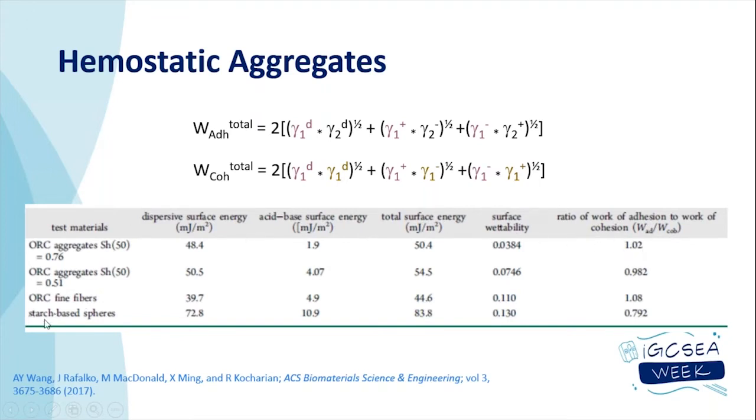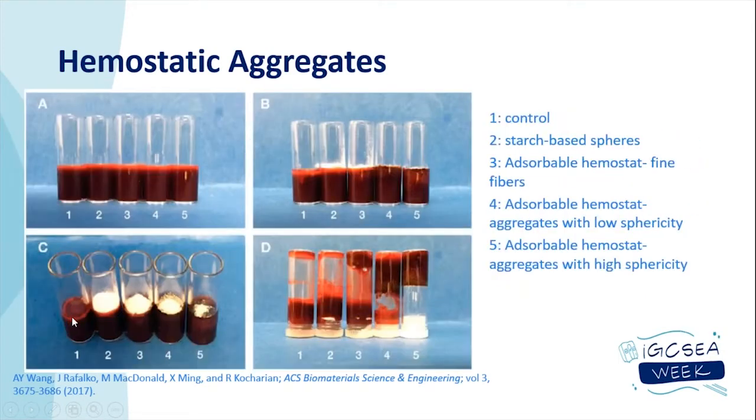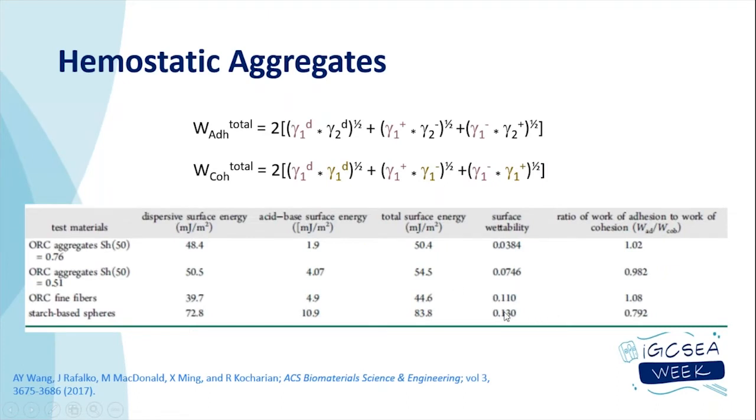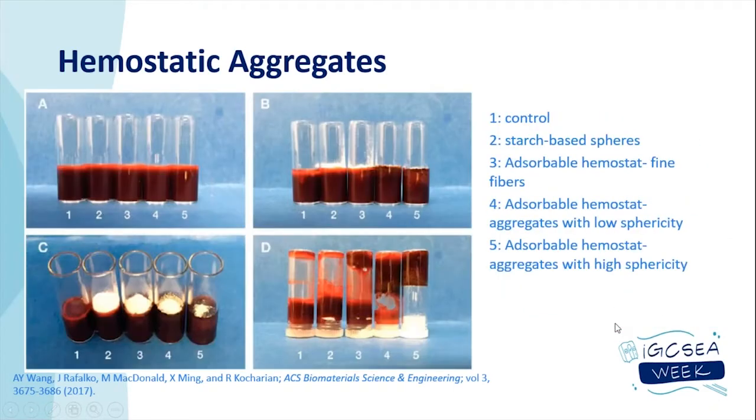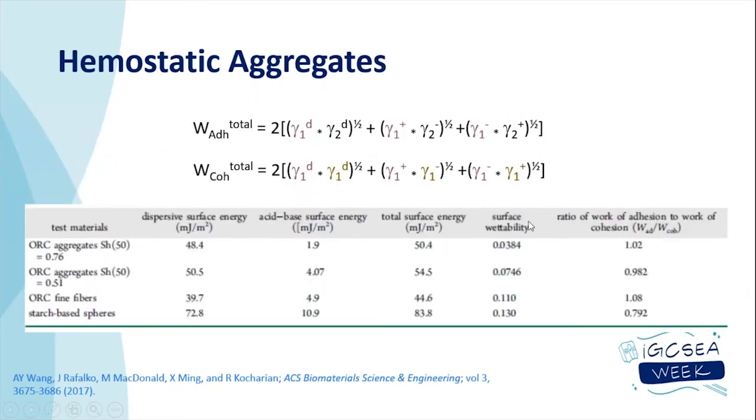We can see these starch-based spheres, which if we go back here, do a poor job, show a much lower adhesion to cohesion ratio. It's much further away from 1. And the spherical ones, which were the best, had the closest value to 1. That means that the surface energy of the coagulants is very similar to the surface tension of blood. And that means they'll want to interact with each other as opposed to segregate and not interact, which is what we see with the starch-based spheres.